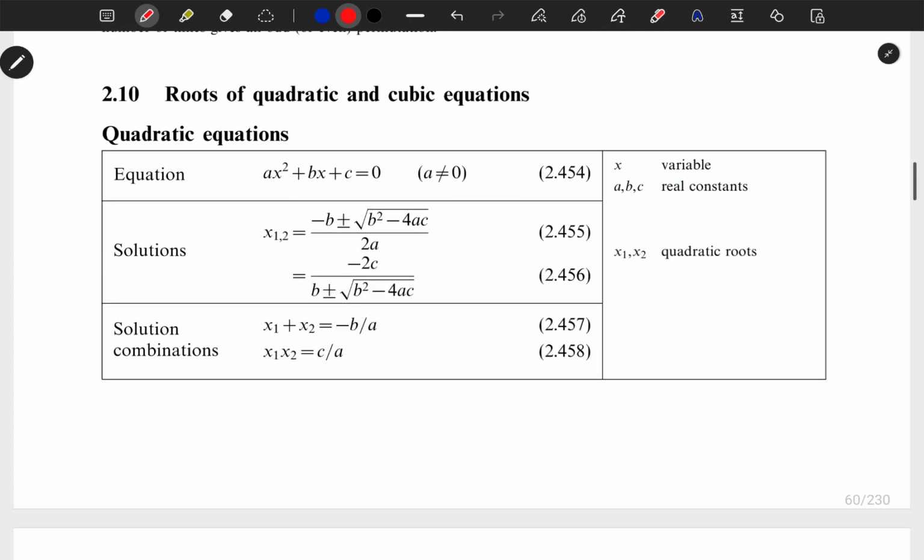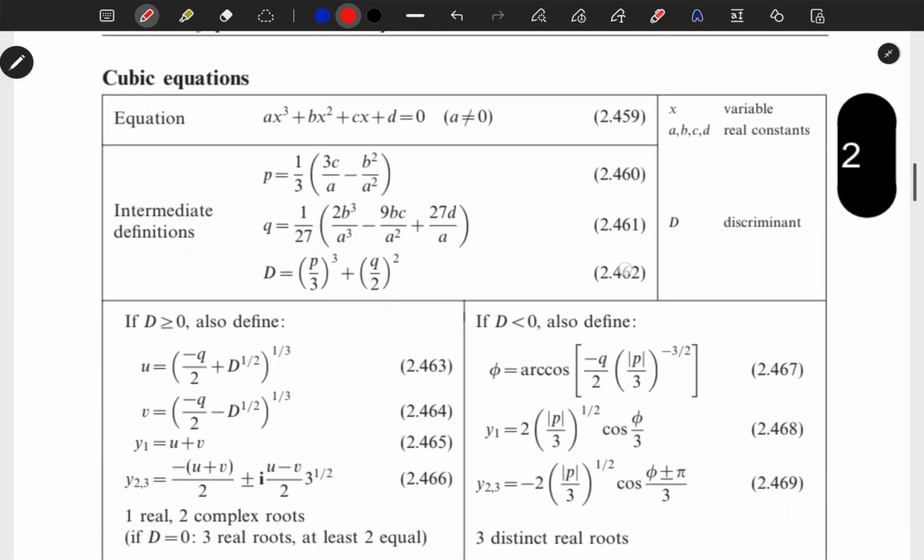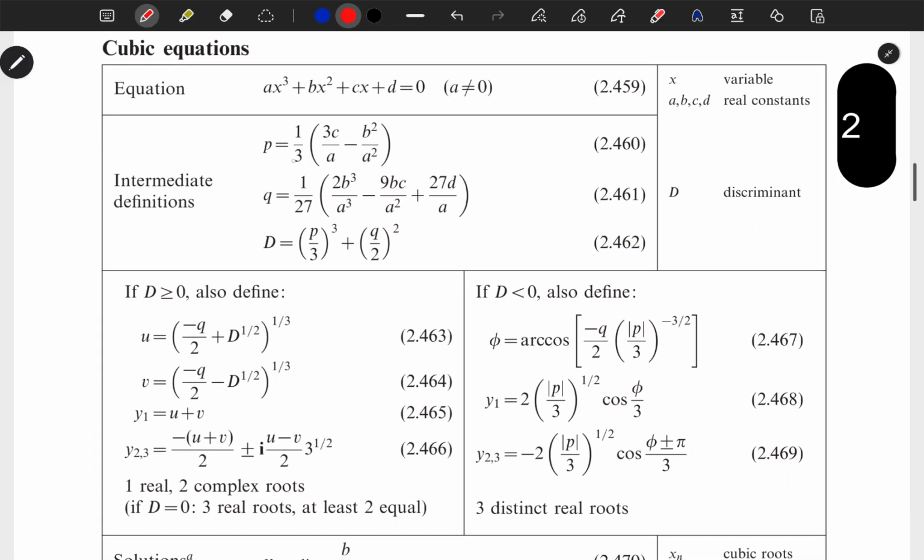Roots of a quadratic and cubic equation. We know this formula, but we can also write x as minus b plus minus square root of b square minus 4ac, divided by 2a. Solution combination: x1 plus x2 equals minus b by a. x1 times x2 equals c by a. Cubic equation, here we have p, q, d.